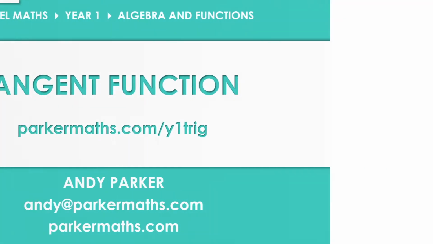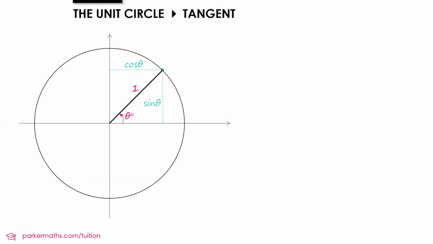So we've previously seen how we can define sine and cosine in terms of a point on the unit circle. We've said cosine theta is the x coordinate of the point and sine theta is the y coordinate of the point. Let's now have a look at how we can define tan theta in terms of the unit circle.